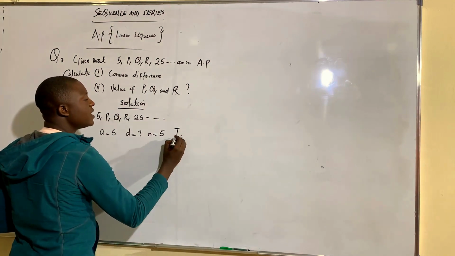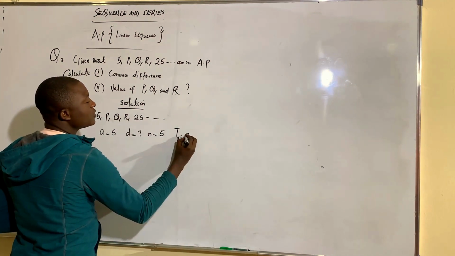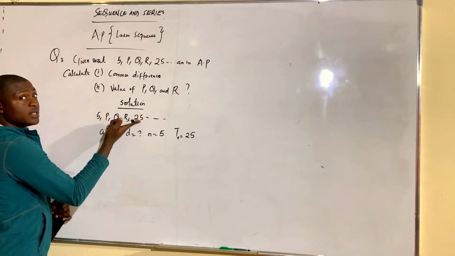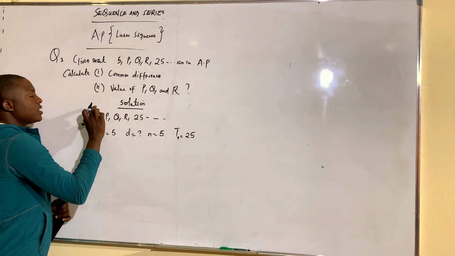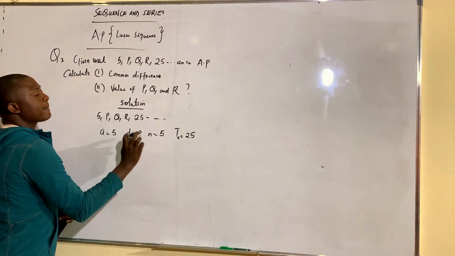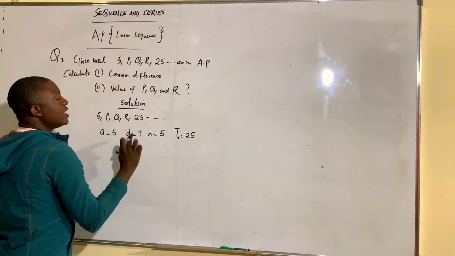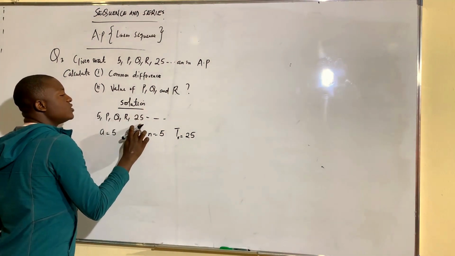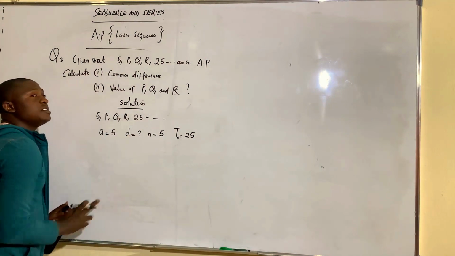For number of terms to be 5, we have it to be 25. You can see when you check the sequence, the last one that we have is 25. So 1, 2, 3, 4, 5. The number of terms is 5. At the same time, the last term we have here is 25. So now the first thing that's missing here is the common difference.